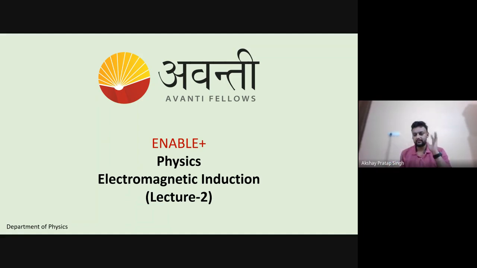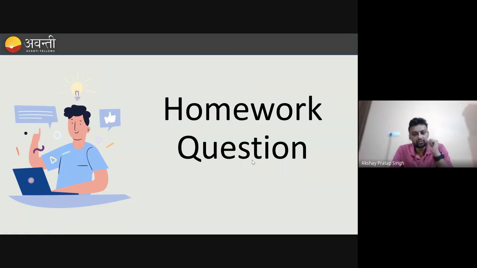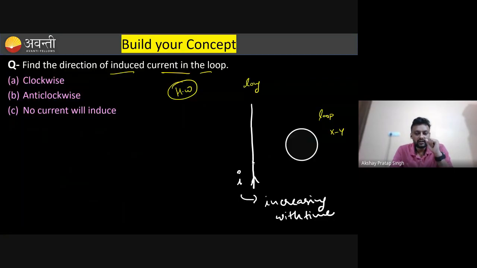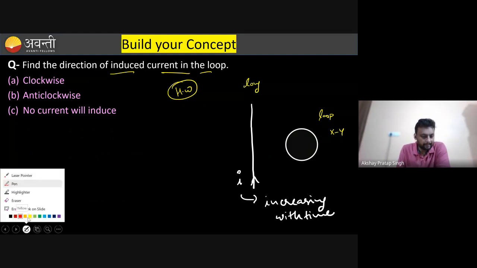Now, moving further, I have given you a homework question based on Lenz's law. So I will try to describe it and you will try to understand how it works. This is your homework question. I will check whether you have completed it or not. I will describe the question first and then go straight to the solution.